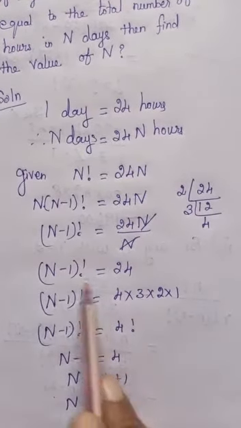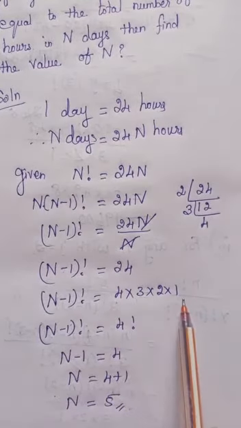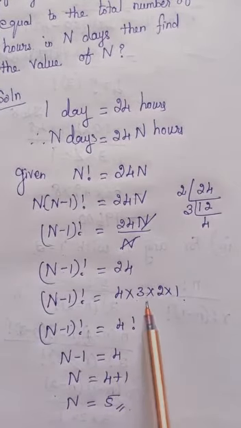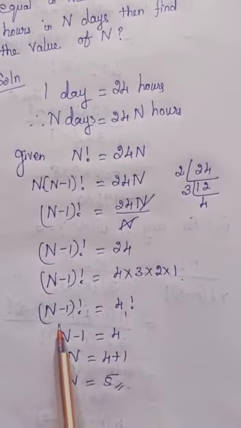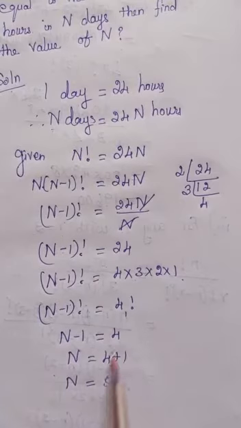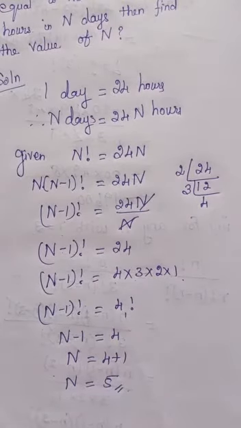Okay. So how can we write? In such a way we can write it. 24 means 4 into 3 into 2 into 1. So we have made it as 4 factorial. Now inside the content, n minus 1 equal to 4. From that we are getting n is equal to 5.